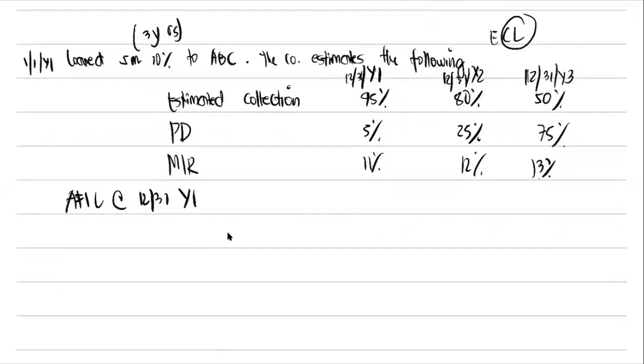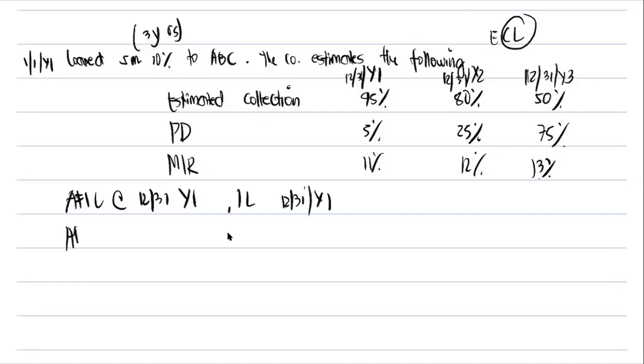So, December 31, year 1, ang makokolekta mo na lang daw 95%. December 31, year 2, 80%. December 31, year 3, 50%. Tapos ito daw yung probability of default, 5%, 25%, 75%. Okay. So we need to compute the AFIL at December 31, year 1, and at the same time, the impairment loss as of December 31, year 1.